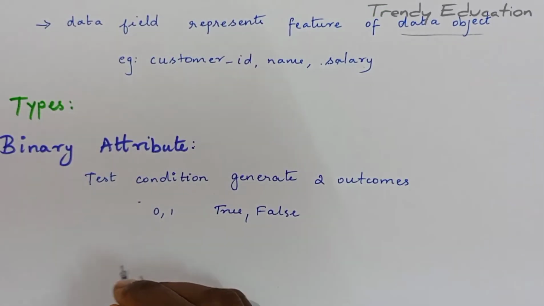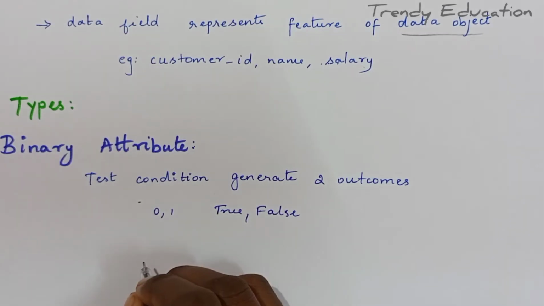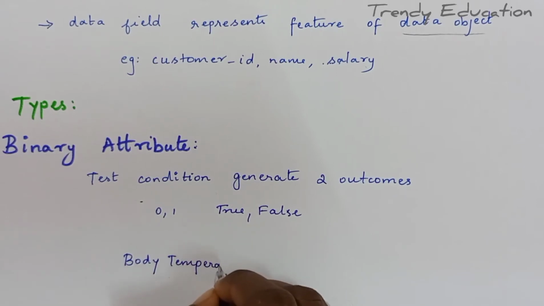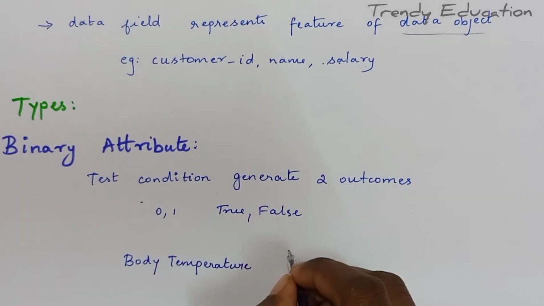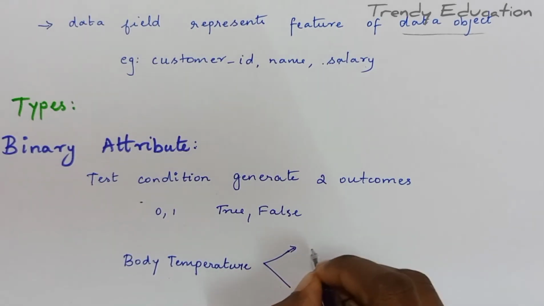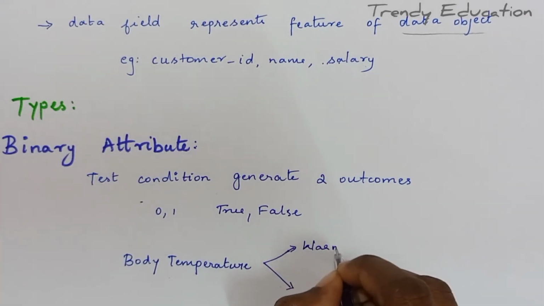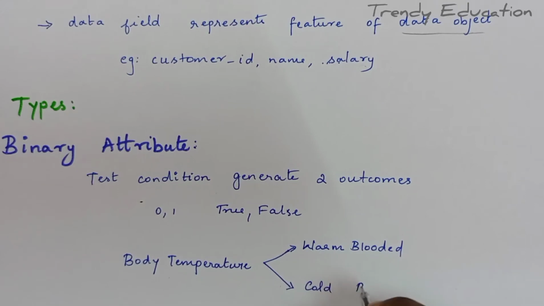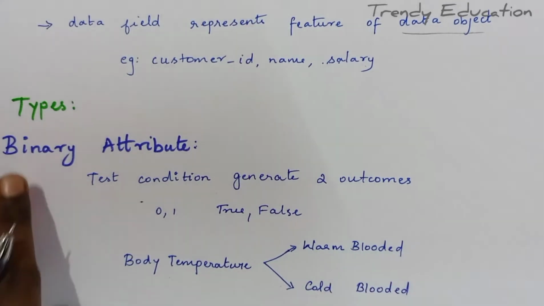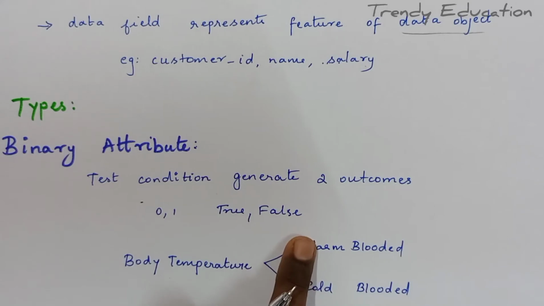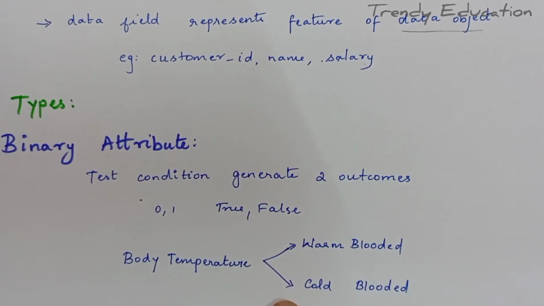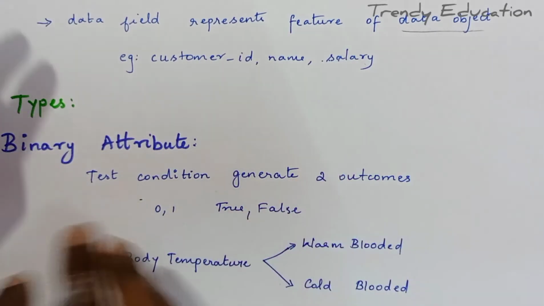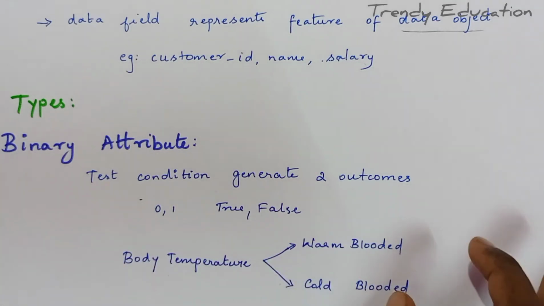I will give you a real-time example. Let's say the body temperature of animals, which is classified into 2 types. What are those? Warm-blooded animals and cold-blooded animals. So it has only 2 outcomes. One is warm-blooded and the other is cold-blooded. So this is the binary attribute. It has only 2 potential outcomes, not more than 2 and not less than 2.